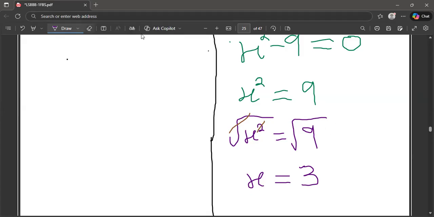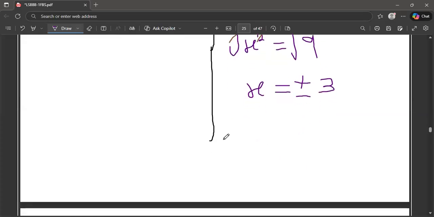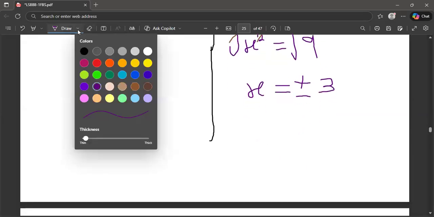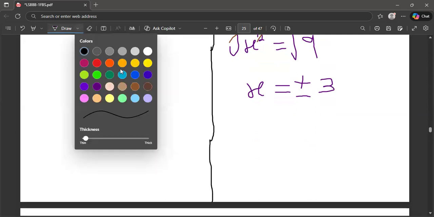But the rule says that anytime you take the root of something, your answer is going to become plus or minus. So once we have taken the root of 9, in elective maths, it's going to become plus or minus 3. So our final answers are x is equal to positive 3, and x is equal to negative 3.